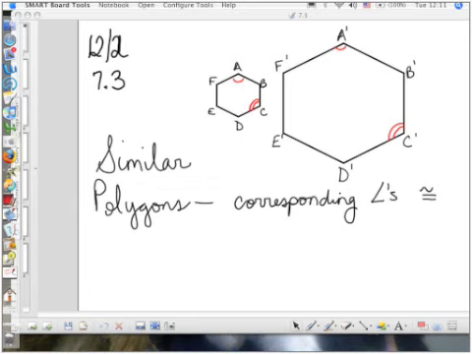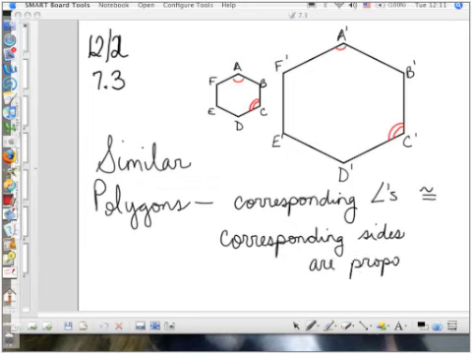The next thing is this: corresponding sides are not congruent, because it's obvious here that they're not the same, but they are proportional to each other. What do I mean by proportional? They all have the same ratio when you compare one to the other. The way we find that ratio is we look for something called the scale factor.